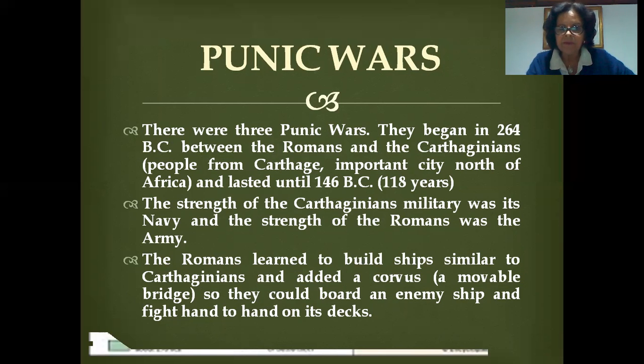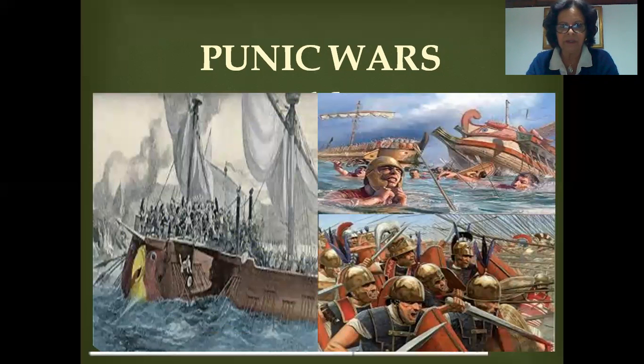The Romans learned to build ships similar to the Carthaginians' and added a corvus. Here we're going to explain what a corvus was. It was a movable bridge that they could use to board the enemy ship in those days. We have some pictures to show you this.